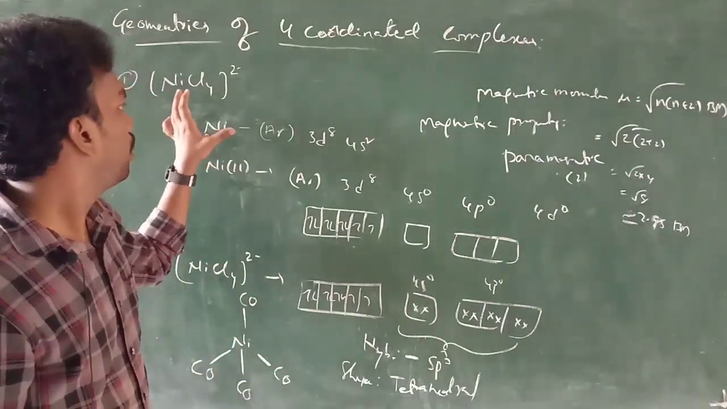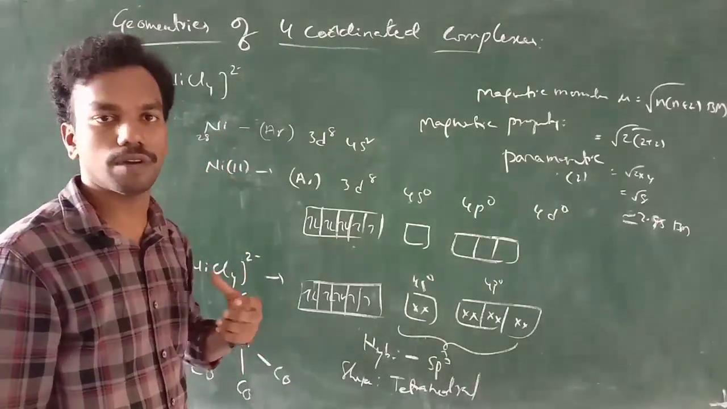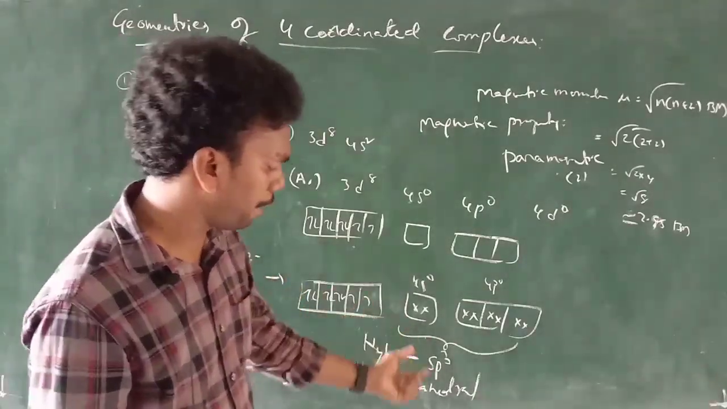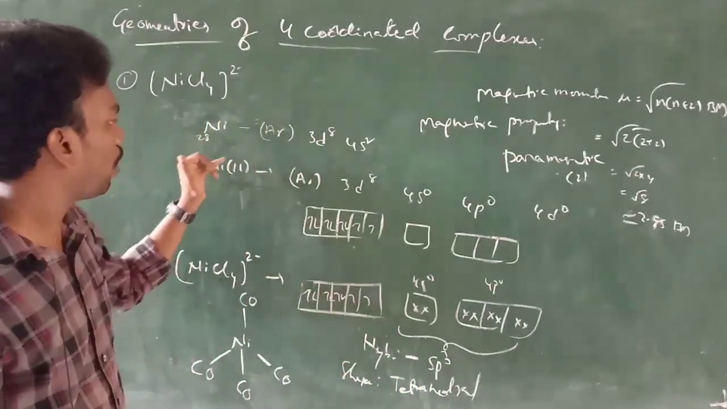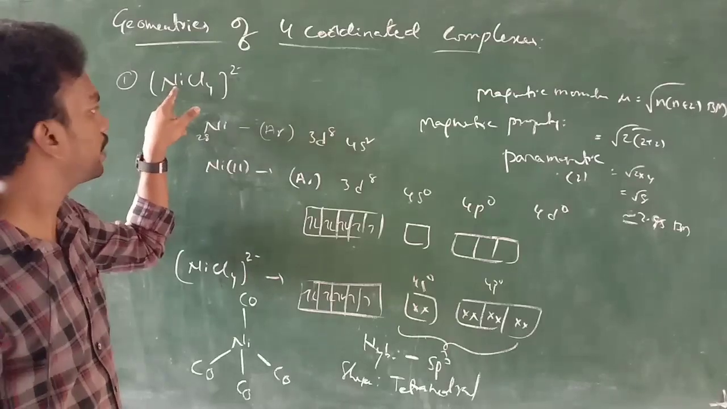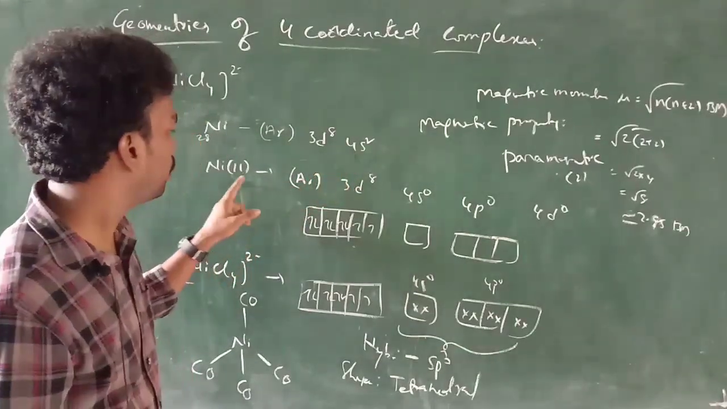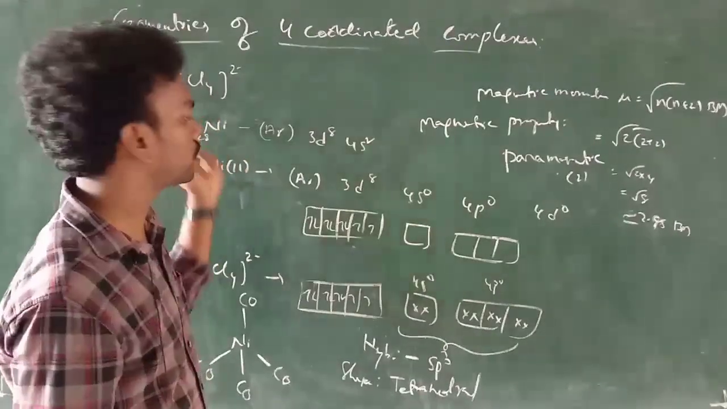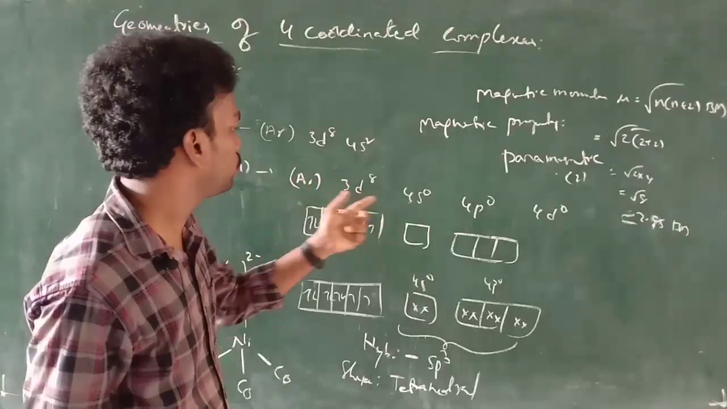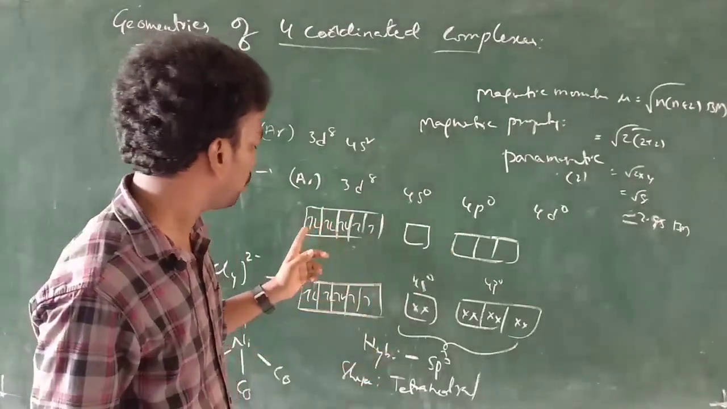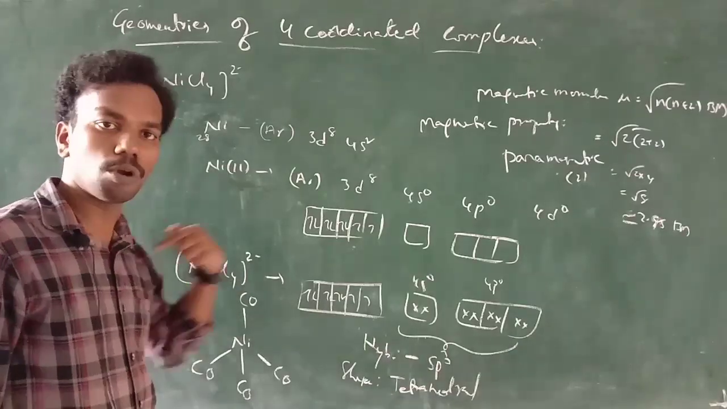So I repeat it again. For NiCl4 2 minus, if you want to determine the hybridization, the shape and the magnetic properties, first you have to know the electronic configuration of the central metal atom. Here the central metal element is nickel. The electronic configuration is 3d8 4s2, and nickel is present in the +2 oxidation state, so it loses 2 electrons from its outermost shell. Then we have 4 chloride ligands, and each chlorine donates 1 lone pair of electrons.